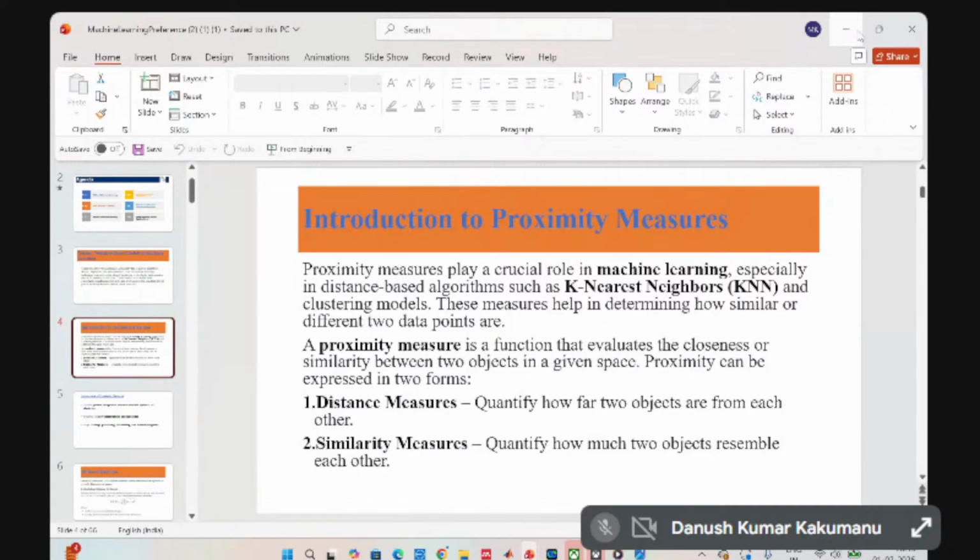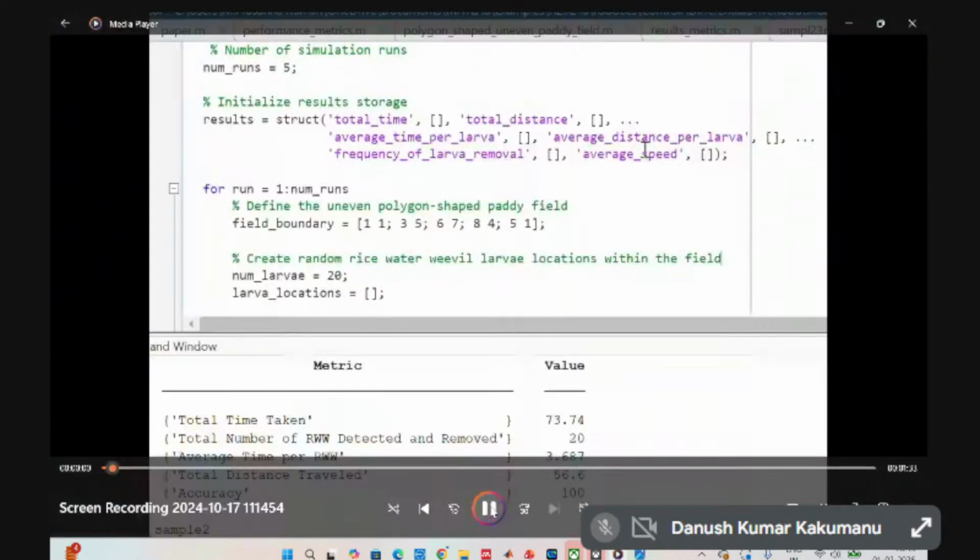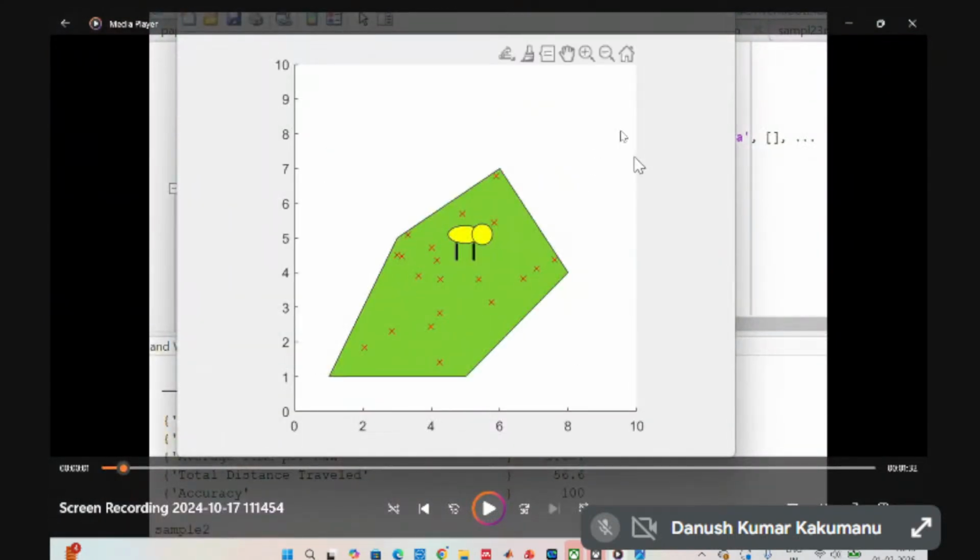Okay, now I will show you the video. You should tell which type of proximity measure is used here.